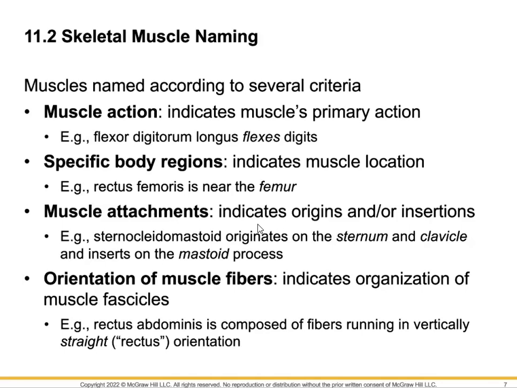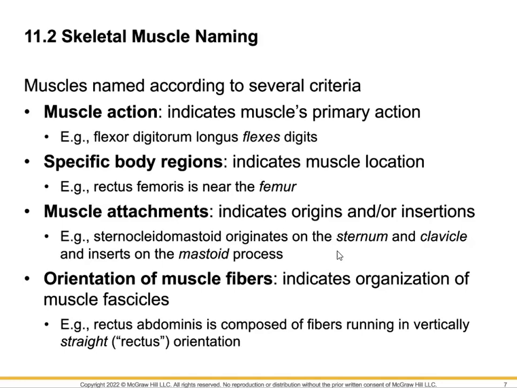Sternocleidomastoid originates on the sternum and the clavicle. Now look at that. Sternocleido, sternum, clavicle. And it inserts on the mastoid process right behind your ear. Now, if you want to see what that muscle does, put your finger on your mastoid process, right behind your ear, and then find that muscle. Turn your head to the side. Find that obliquely running muscle that starts right there at that mastoid and runs down toward the clavicle and the sternum. That is your sternocleidomastoid.